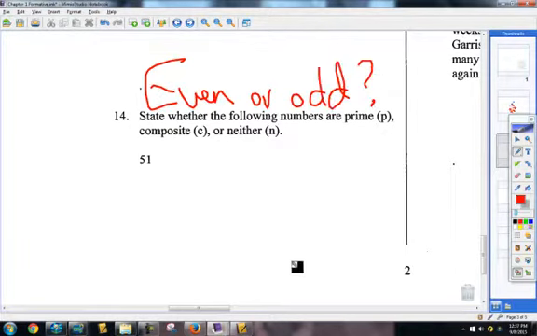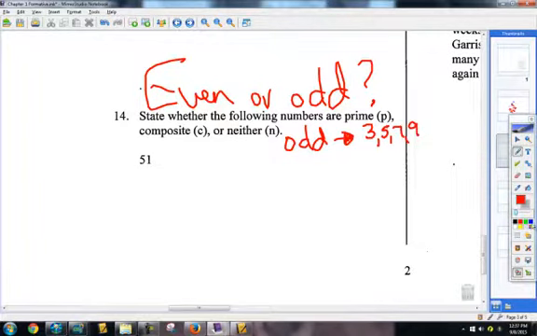That's where we start. You may want to write that on your paper if it helps you. Okay? So is 51 even or odd, guys? It is odd. So if it's odd, what does that mean? We have to check. Yep, Steve-O? By dividing by 3, 5, 7, 9.